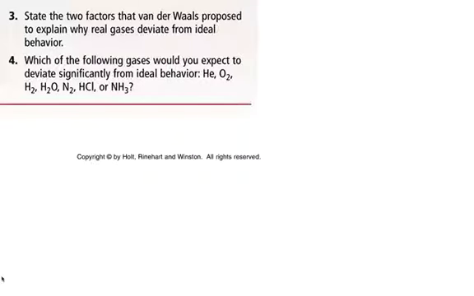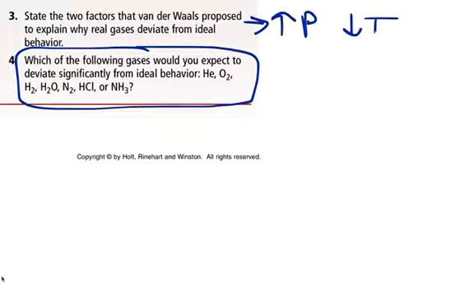Okay, so a couple quick questions here that I think are important. Two factors that van der Waals proposed to explain why real gases deviate. Well, they deviate, again, at two major conditions: really high pressures and really low temperatures. Which of these gases would you expect to deviate significantly from ideal behavior? Well, I would expect hydrochloric acid, water, and ammonia, because those are all polar. The other ones are non-polar. Because they're polar, they're going to deviate more significantly from ideal behavior, because they're going to interact. So they're not going to have those perfectly elastic collisions and everything we talked about with our kinetic molecular theory.